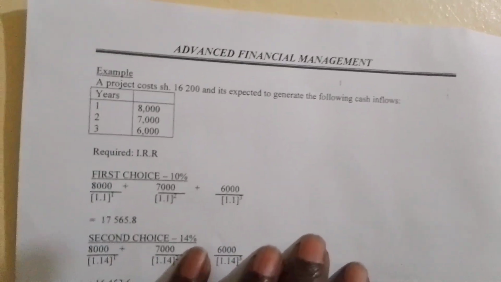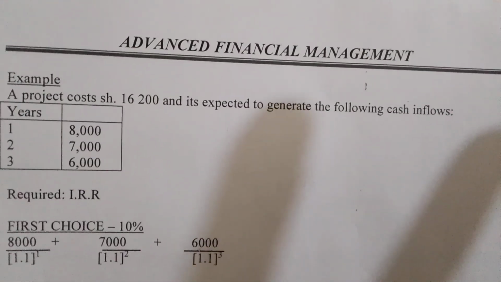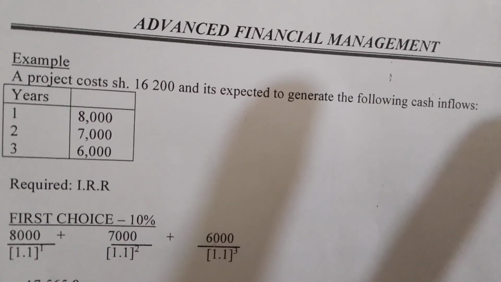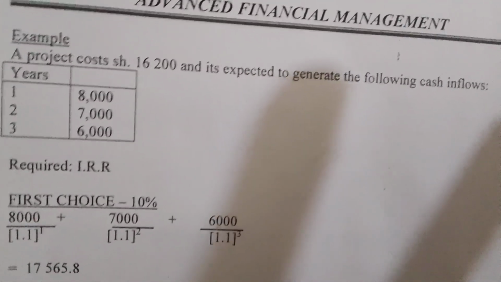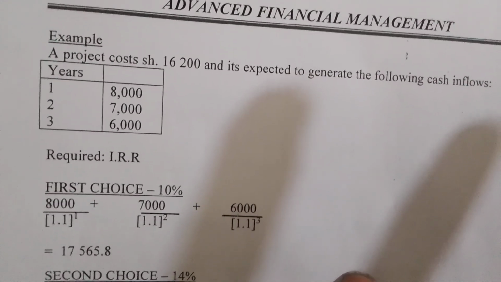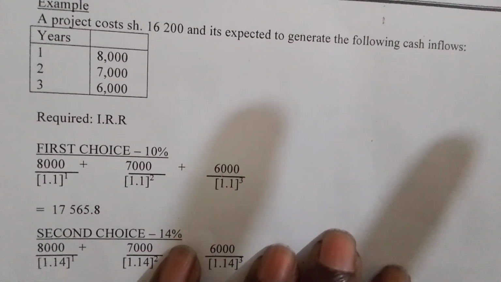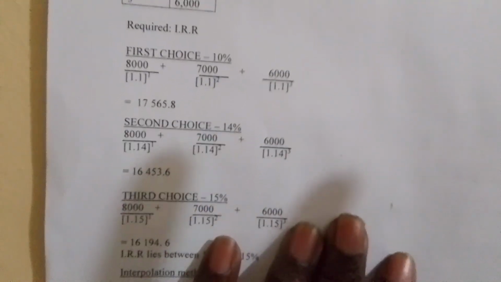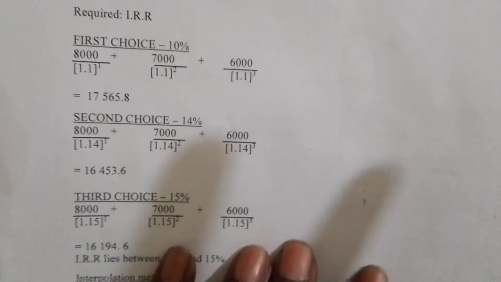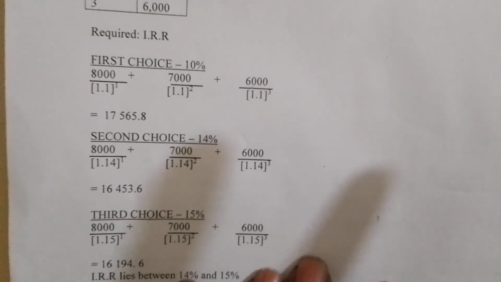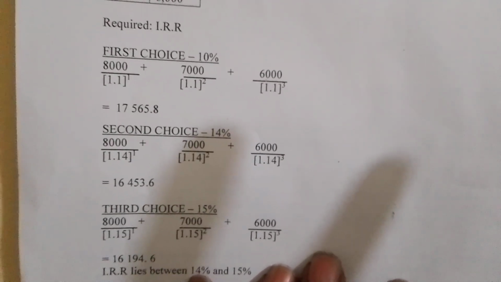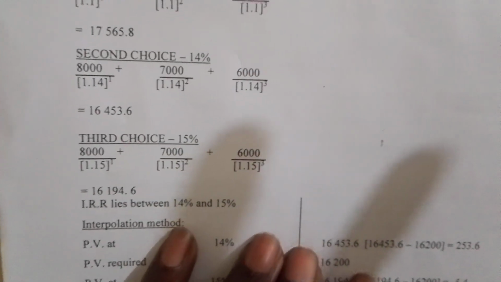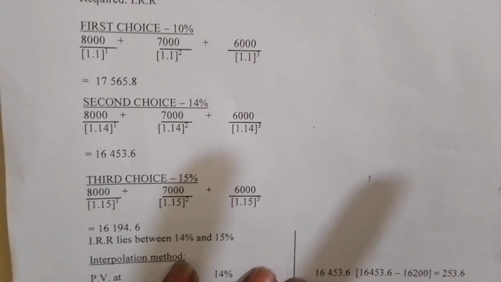A project costs shillings 16,200, and it's expected to generate the following cash inflows. Here's 1, 2, 3: 8,000, 7,000, 6,000. What is the IRR? We are doing interpolation. You took 10% as your first choice. Second choice, 14%. Third choice, you must continue until you get one rate giving you a positive present value and another one giving you a negative present value.